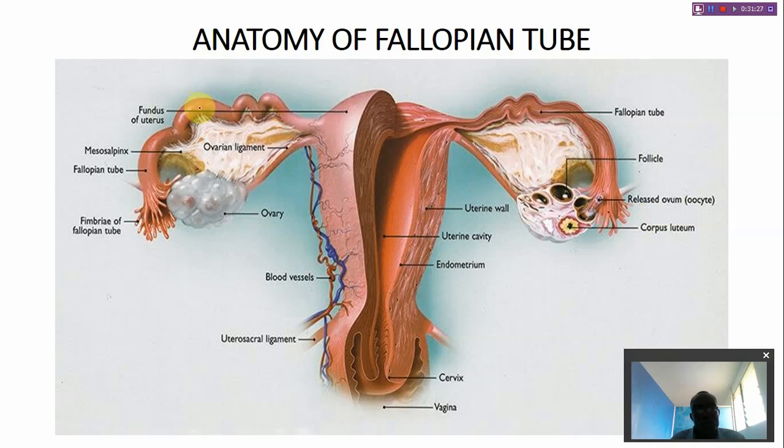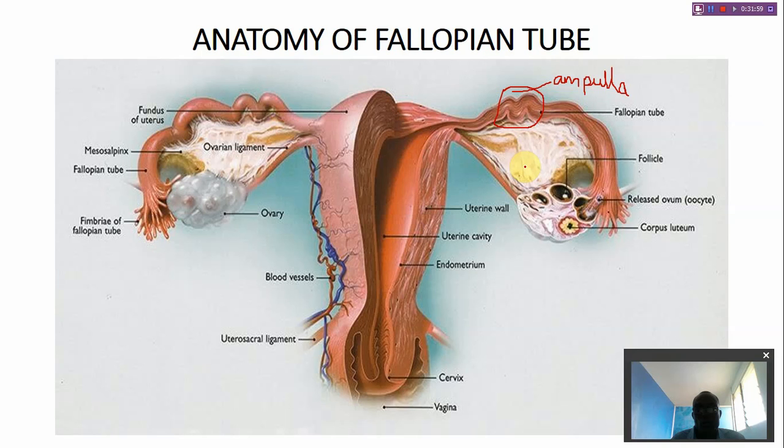ampulla. The ampulla is here. This is where it is undulated. You can see lobulation on the wall. This part of the fallopian tube is the ampulla.